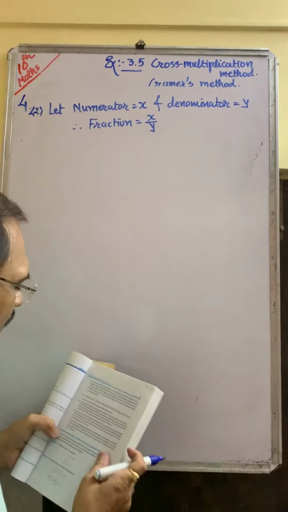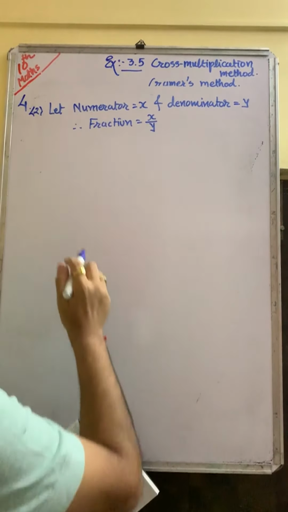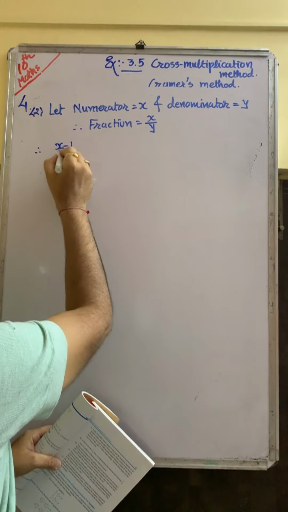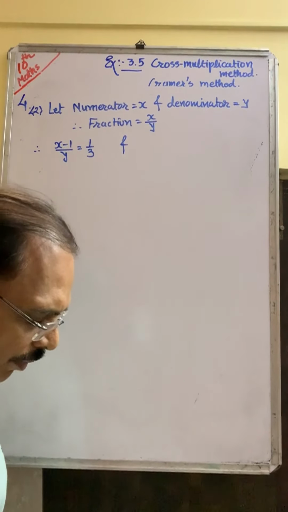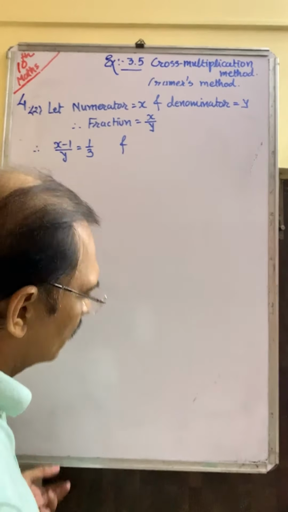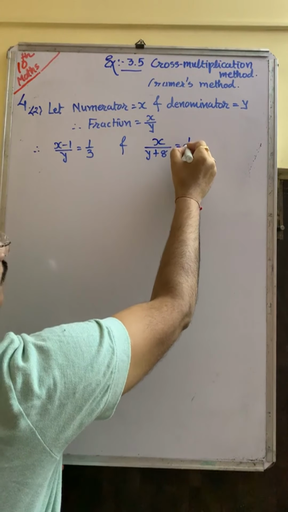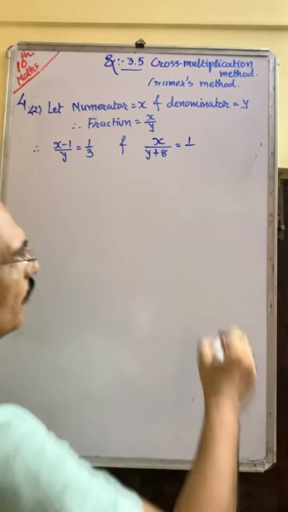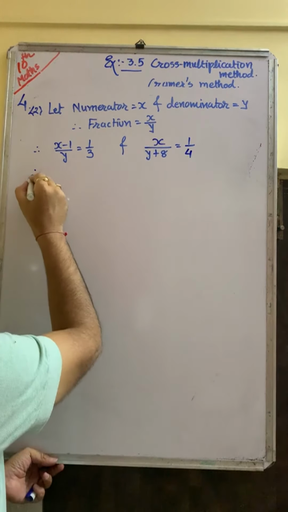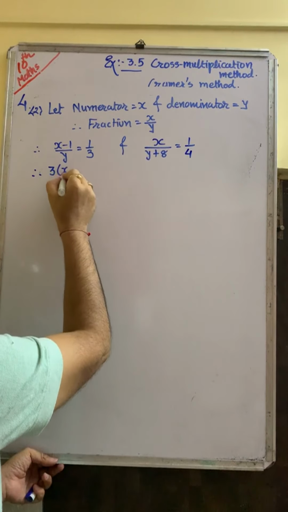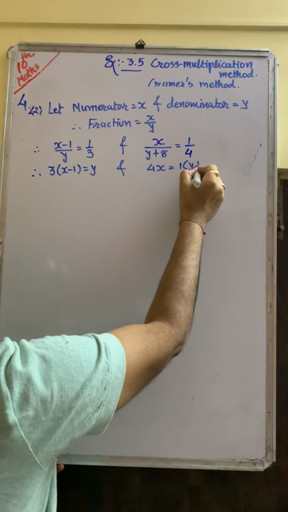Okay? Now the statement is what? Fraction becomes 1 upon 3 when 1 is subtracted from the numerator. So x minus 1, the answer is 1 upon 3. Second statement, it becomes 1 upon 4 when 8 is added to the denominator. 8 is added to the denominator, the answer is 1 upon 4. Now cross multiplication gives you equations, and after that eliminate. 3 into x minus 1 equals y, and 4x equals 1 into y plus 8.